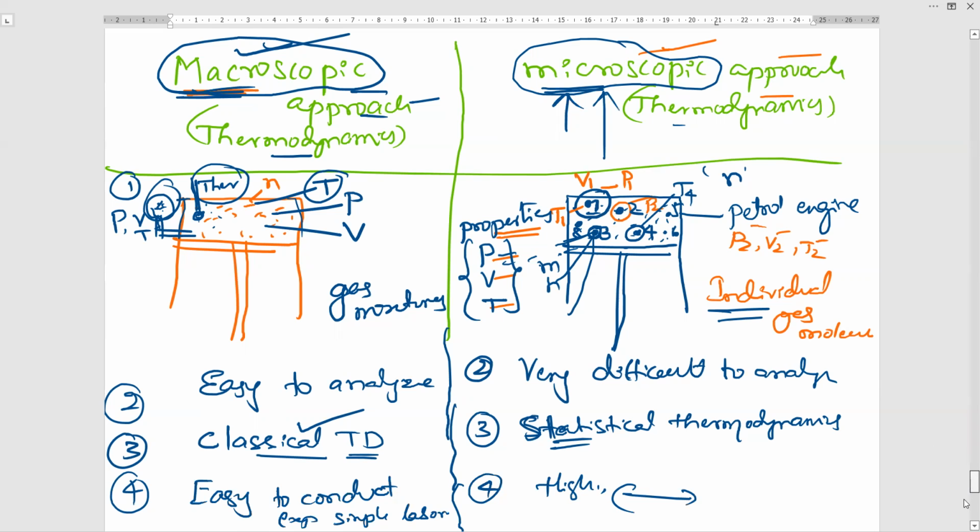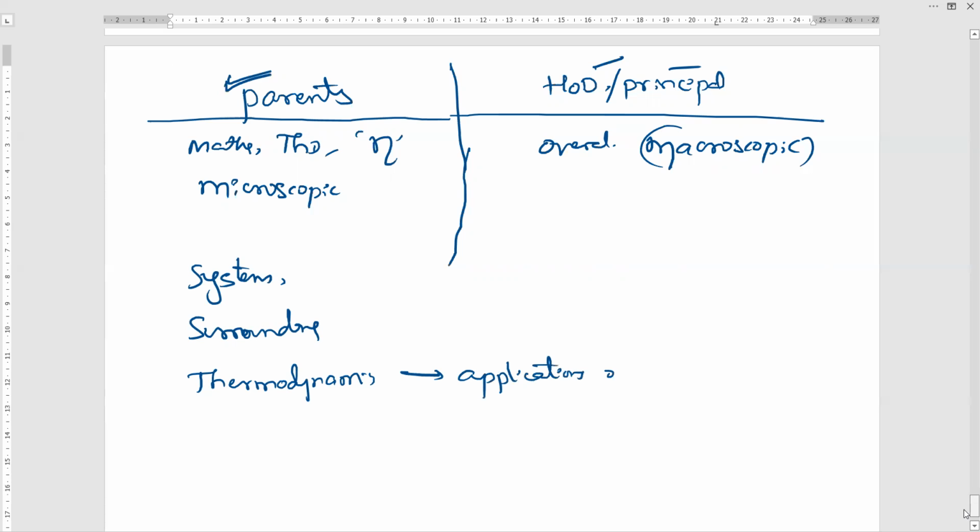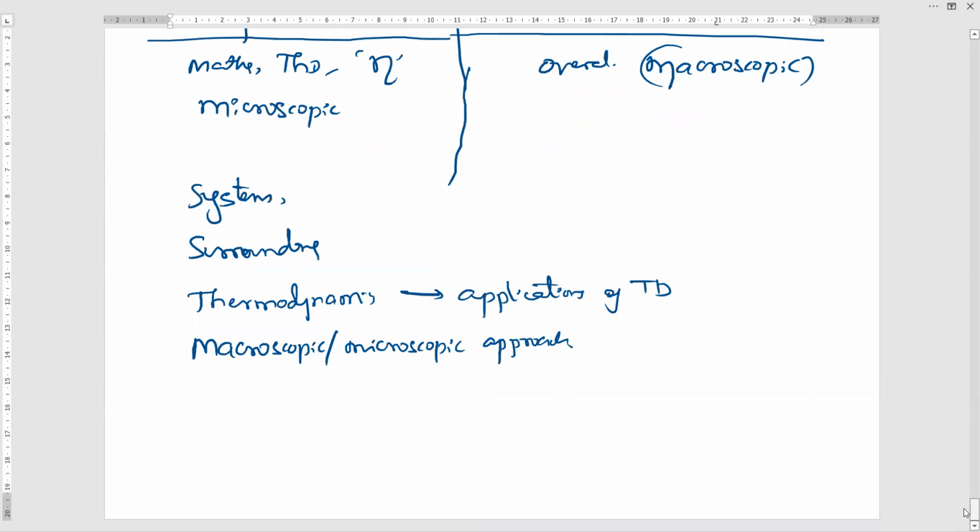So what are the topics we have discussed today? One is the definition of system, the definition of surroundings, the definition of thermodynamics, and the applications of thermodynamics. And one more is the difference between macroscopic and microscopic approach. In the next class, we will deal with different types of thermodynamic systems and different types of surroundings. How many types of surroundings are there, how many types of systems are there, we will discuss in tomorrow's class.